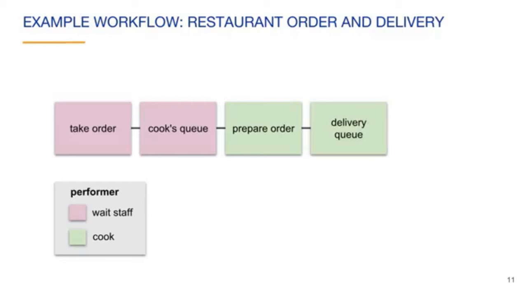It's placed in a queue because the cook usually doesn't directly deliver the order to the customer and the wait staff might not be immediately available. In the final step of the workflow, the wait staff delivers the order to the customer.